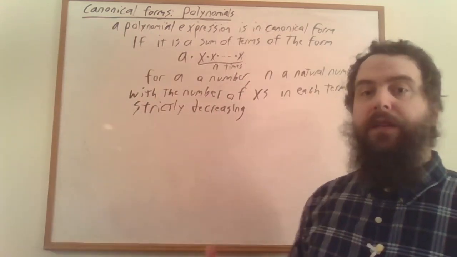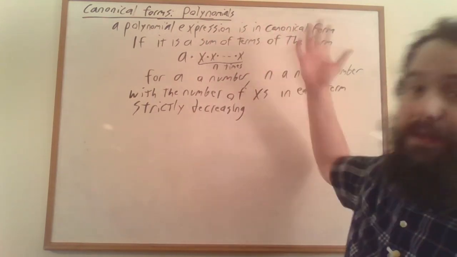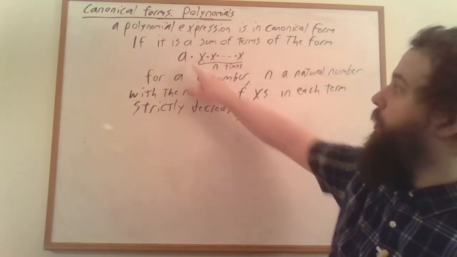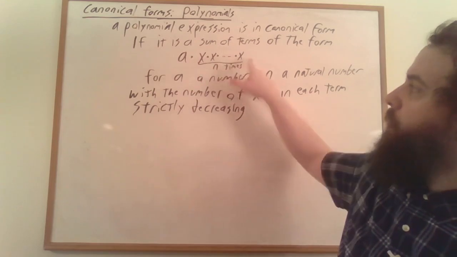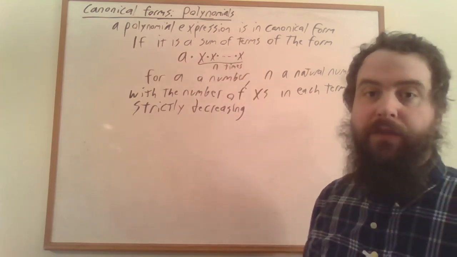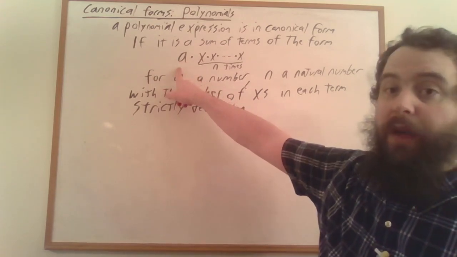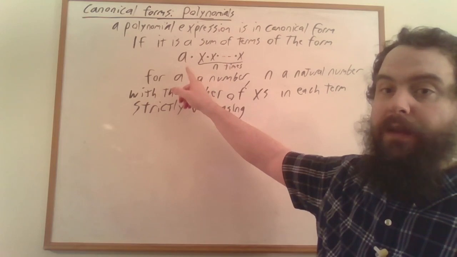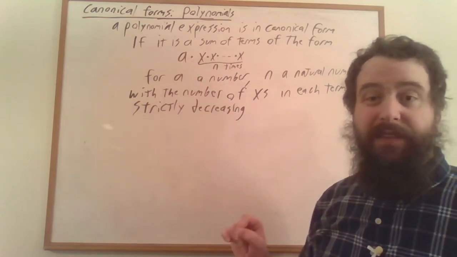Again, following along with our intuition, a polynomial expression is in canonical form, that is polynomial form, if it's a sum of terms of the form some coefficient out front times x multiplied by itself some number of times, where that number of times could be 0, in which case it's just this number out front. Again, we always require this number out front, even if it's 1, even if it's -1, although I guess we should require that that number is non-zero.